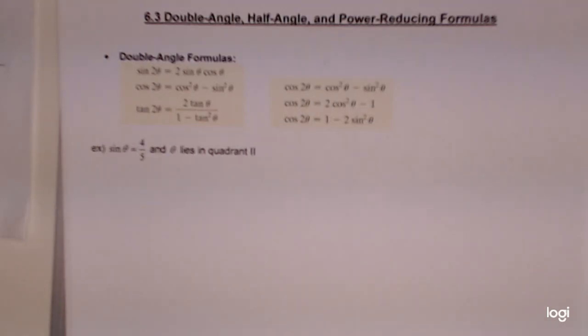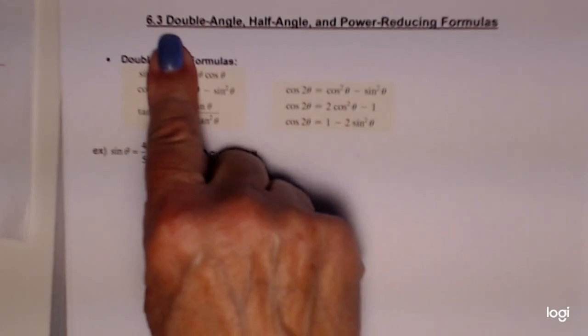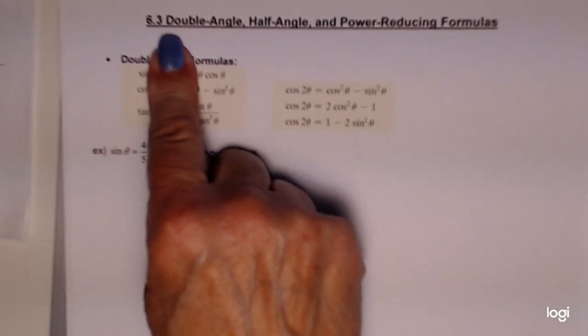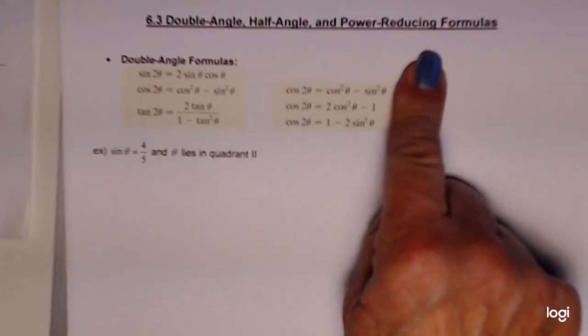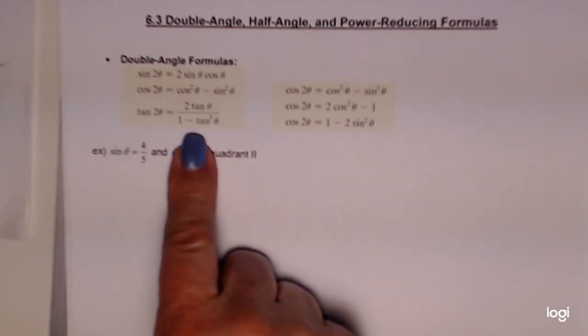Now we're going to take a look at the next section, 6.3, and look at some other formulas for dealing with trig angles. Specifically, we're going to look at double angle, half angle, and then power reducing formulas. So for today, we will start out looking at some of these double angle formulas.